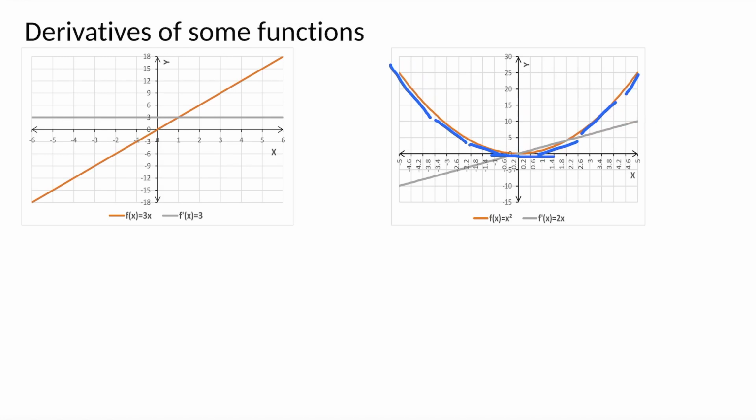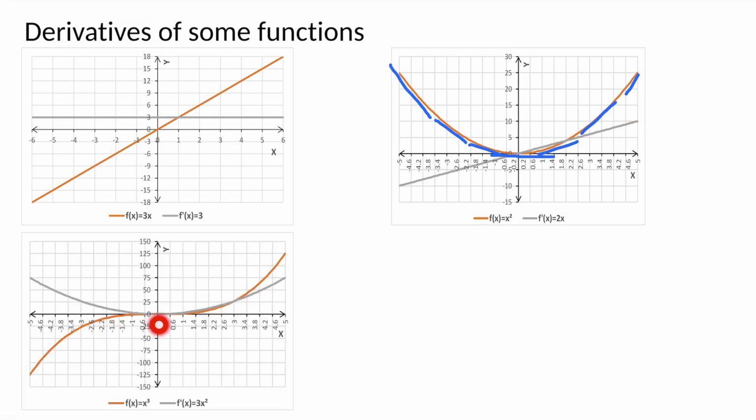Okay, so similarly here we have a function which is x cubed, right? And this gray curve is the curve for the derivative of that function. Incidentally, this is not a straight line here, right? Because why?